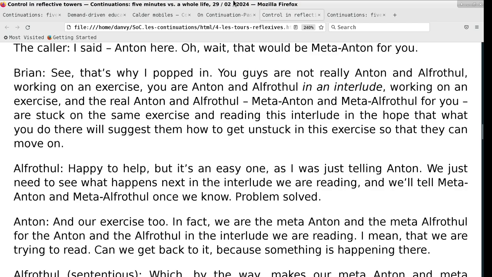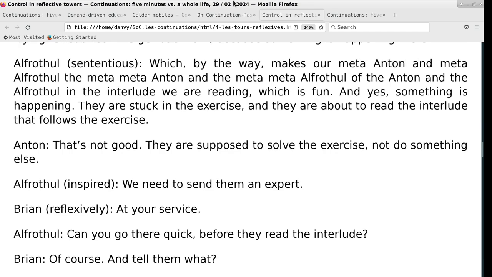Because something is happening here. There. Which, by the way, makes our Meta Anton and Meta Pro 2 the meta-meta of the Anton and the Pro 2 in the interlude, which is fine. And yes, something is happening. They are stuck in the exercise and they are about to read the interlude that follows the exercise. That's not good. You are supposed to solve the exercise, not do something else.